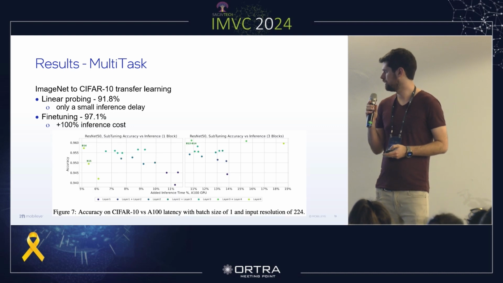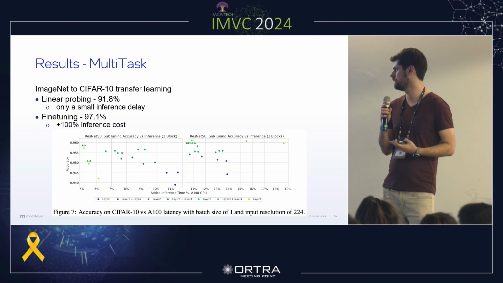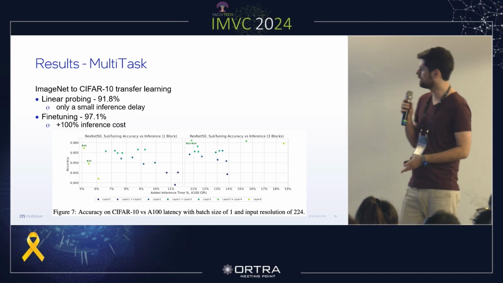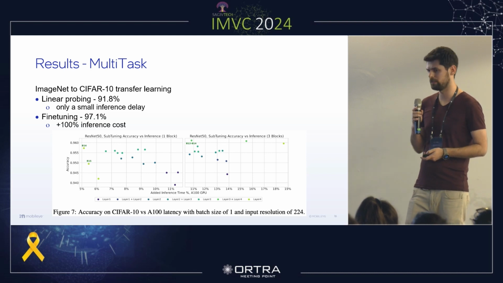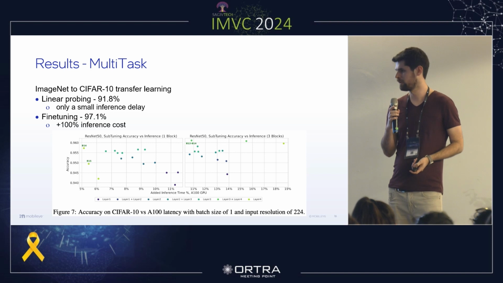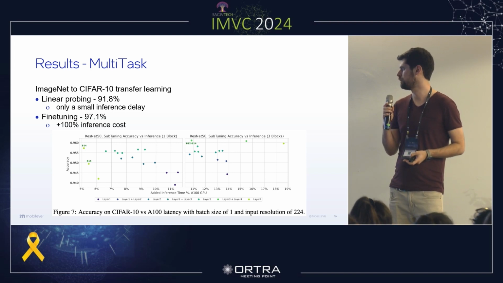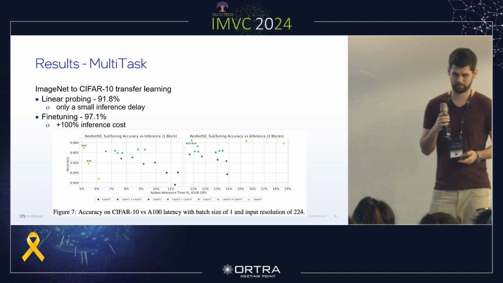What will happen if we use sub-tuning? So on the x-axis, we see the added inference time, and on the y-axis, the performance. So if we look at the leftmost top dot, we can see that by adding 5% inference time, we can close almost the whole gap from linear probing to fine-tuning, and get to almost 96% performance.